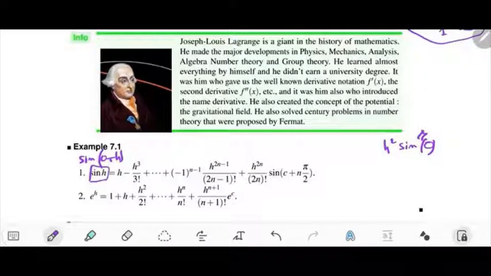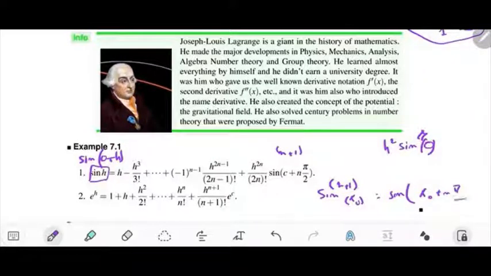And at the end we have the (n+1)th derivative of sine, which is sin(c + nπ/2), because we proved, if you remember, in the differentiation chapter, that the (n+1)th derivative of sin x at a point x0 is equal to sin(x0 + nπ/2). This is something we proved earlier.